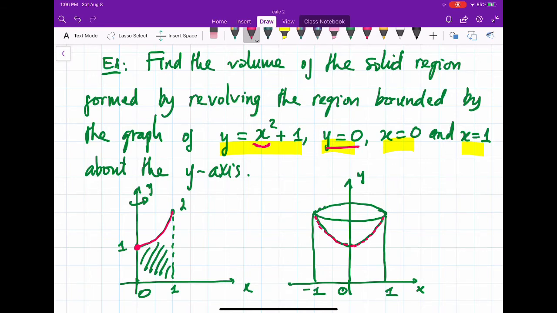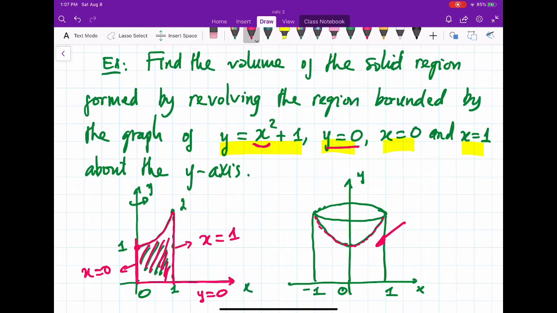Y equal to 0 is this one, means the x-axis, right? That is y equal to 0. X equal to 0, that is the y-axis, okay? And x equal to 1 is this line. So our planar region looks like this, okay? And now we revolve this region about the y-axis. You get this solid region, and we need to find the volume of this.